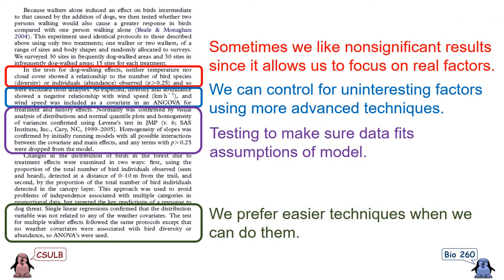The method section also includes the statistical techniques that are used because statistics are a method as well. In the red box, we can see that they were able to eliminate some factors from further consideration because they showed no significant relationships with the metric.